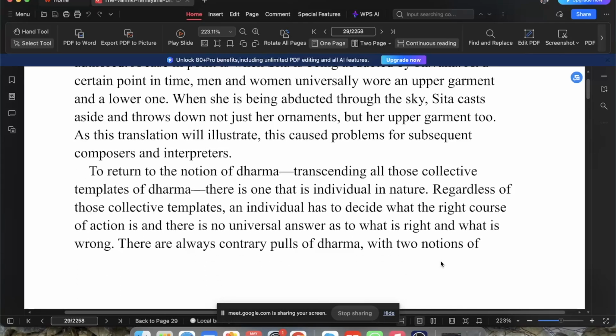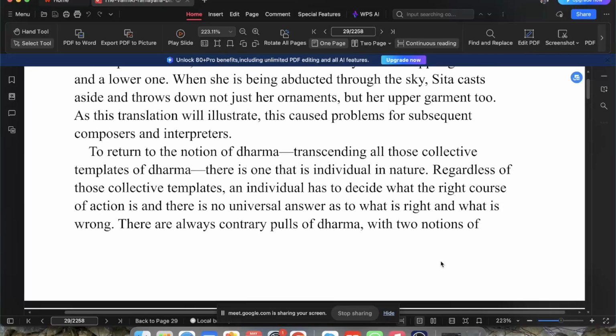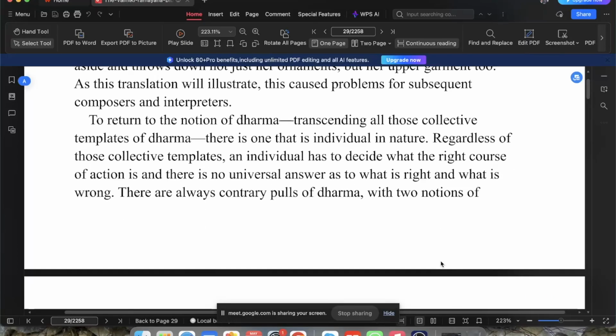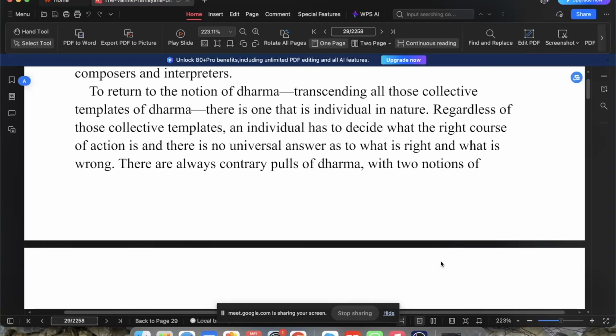Okay. To return to the notion of dharma, transcending all those collective templates of dharma, there is one that is individual in nature. Regardless of these collective templates, an individual has to decide what the right course of action is, and there is no universal answer as to what is right and what is wrong. Right? So dharma does not necessarily mean something that is right or wrong.